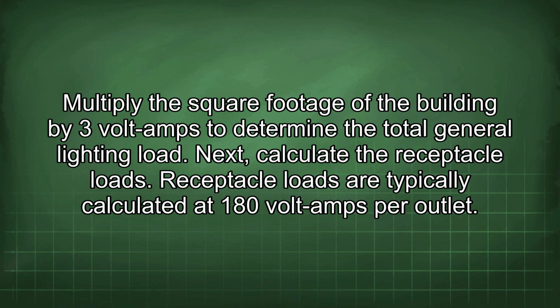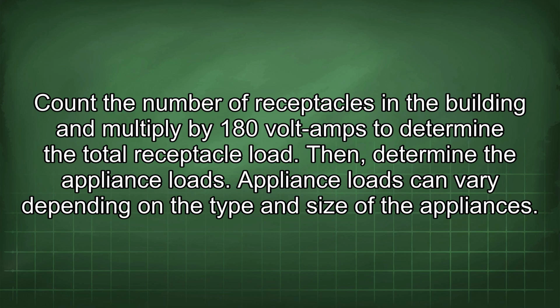Multiply the square footage of the building by 3 volt amps to determine the total general lighting load. Next, calculate the receptacle loads. Receptacle loads are typically calculated at 180 volt amps per outlet. Count the number of receptacles in the building and multiply by 180 volt amps to determine the total receptacle load. Then, determine the appliance loads.